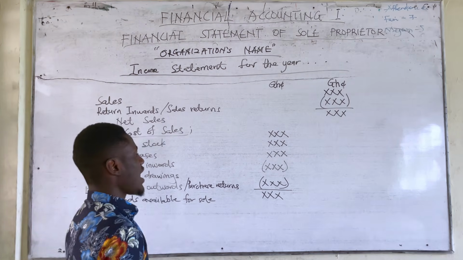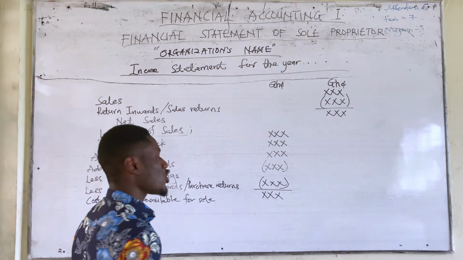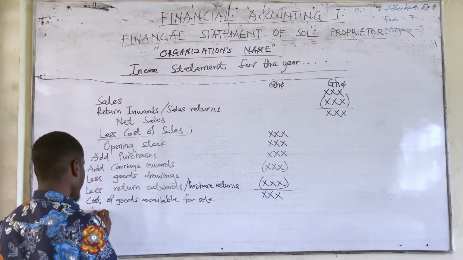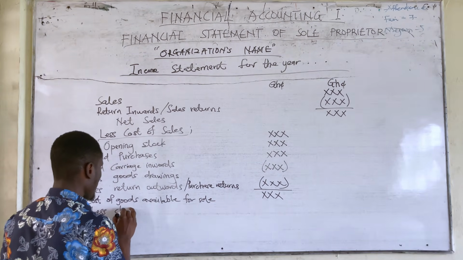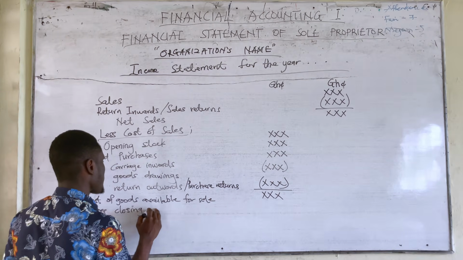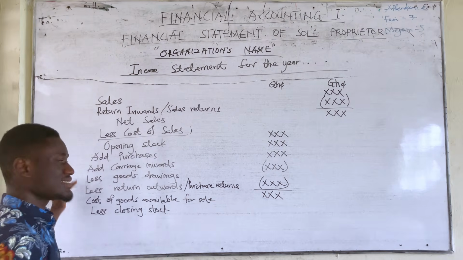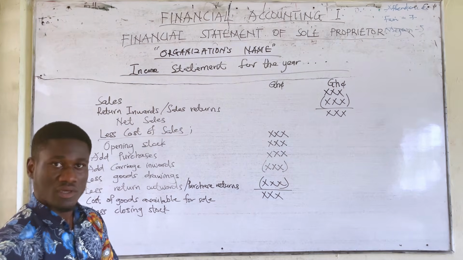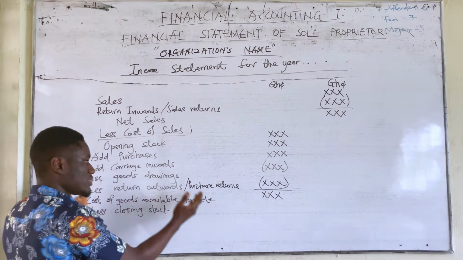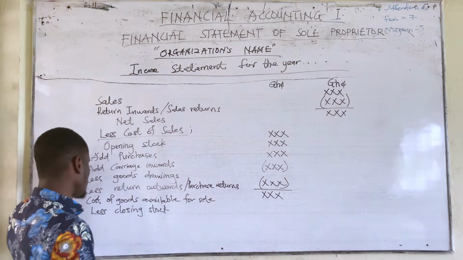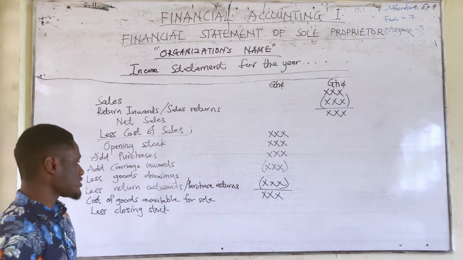Good. So after this, you bring your closing stock. Okay, so less closing stock. This add and less that I'm bringing here is not necessary, but for you to know that this is what I'm doing, I'm lessing and adding. That's why I'm showing it there for you to know what I'm doing.